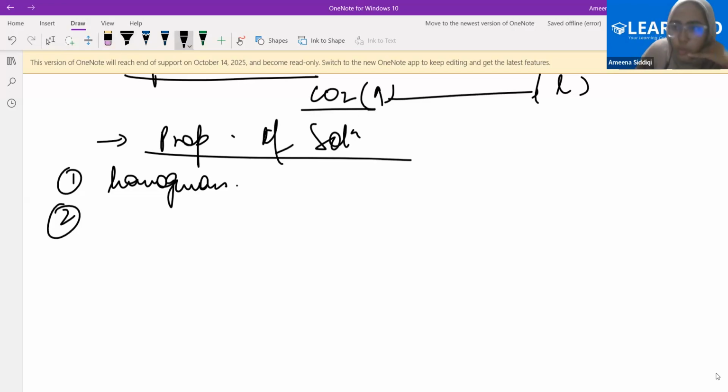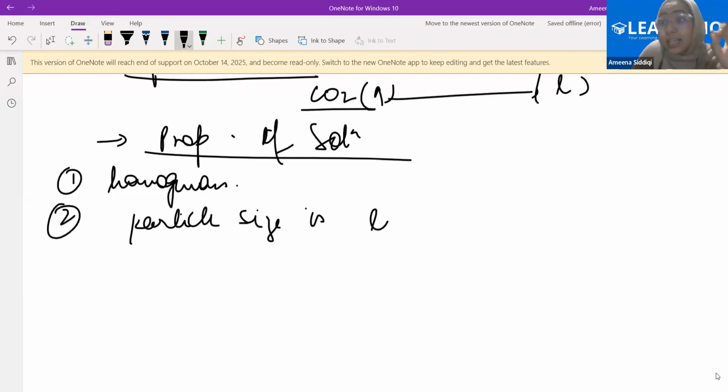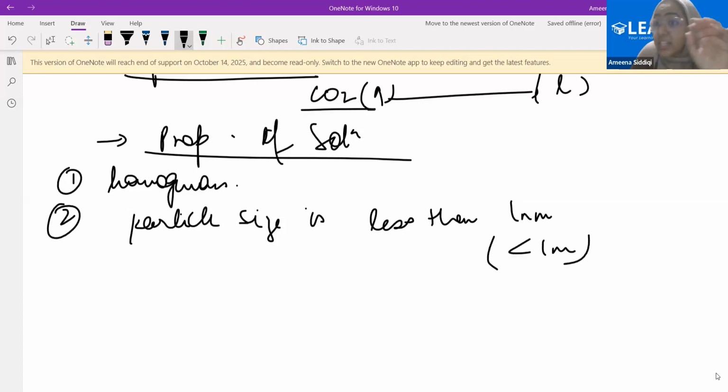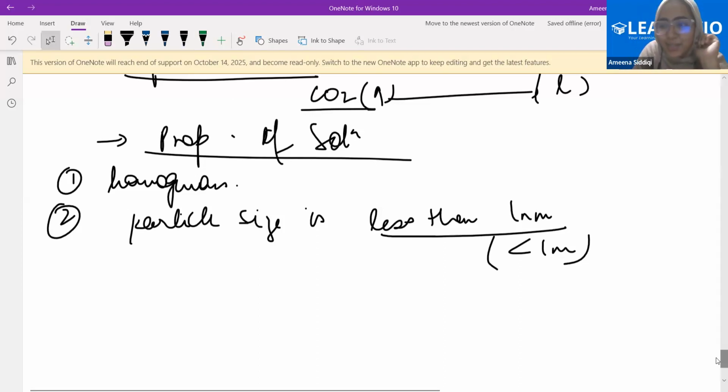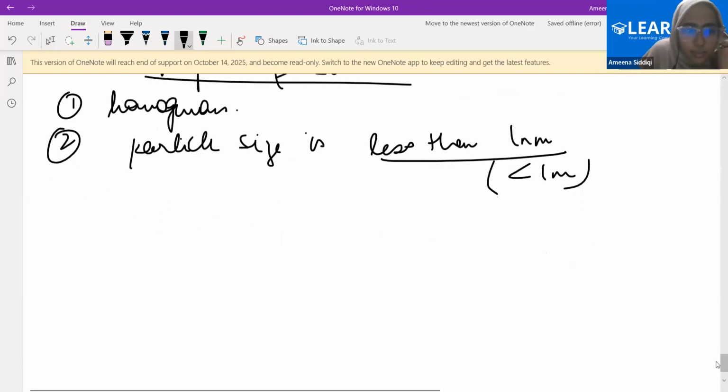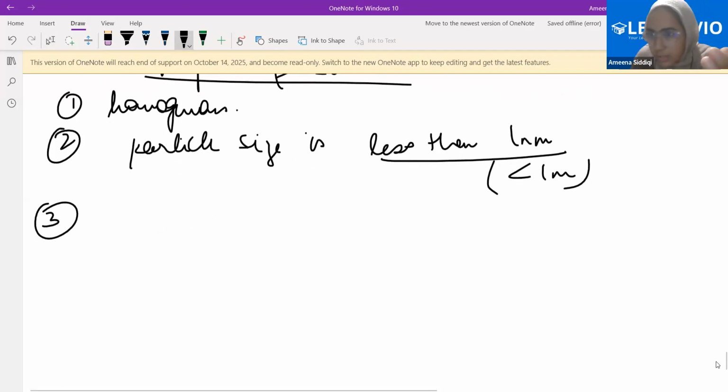In case of solutions, the particle size is less than 1 nanometer. That is very small. If the size is less than 1 nanometer, it will behave as a homogeneous solution. The third point is that since proper dissolving has taken place, even if I keep the mixture for some time, the components of the mixture will not separate out. Why? Because proper dissolving has taken place. Clear? So this is called a stable mixture.